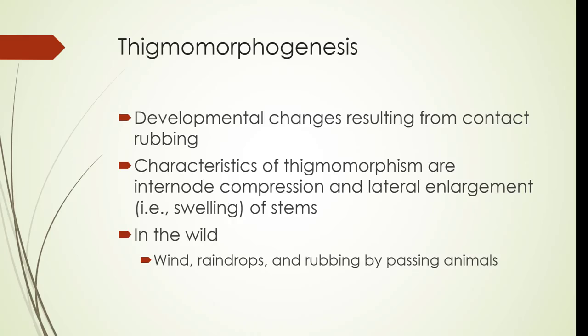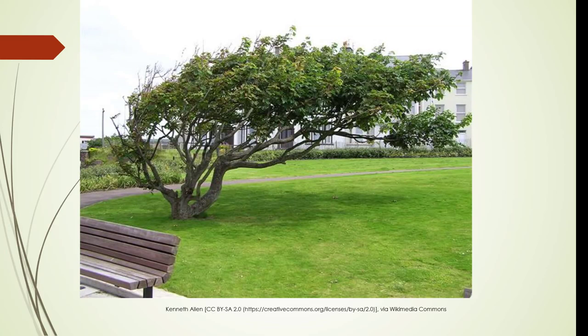Thigmomorphogenesis is the changes resulting from contact rubbing. And what happens is internode compression and lateral enlargement or swelling of stems. In the wild, it happens with wind, raindrops, and rubbing of passing animals. Here's what that looks like with the wind.